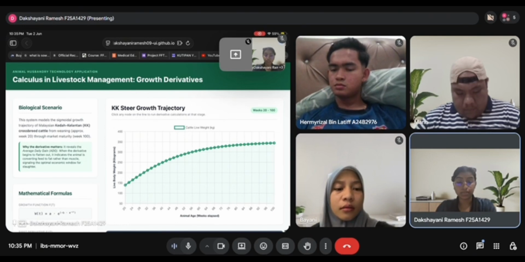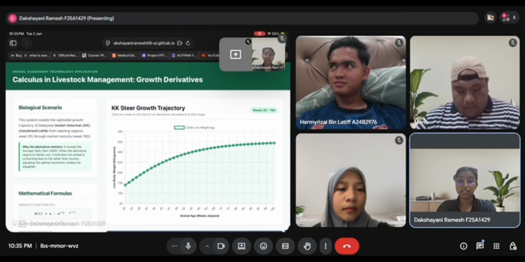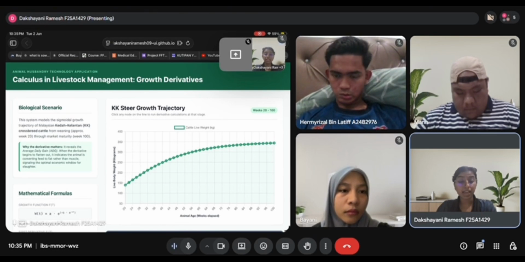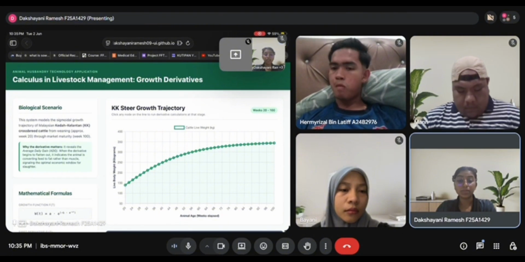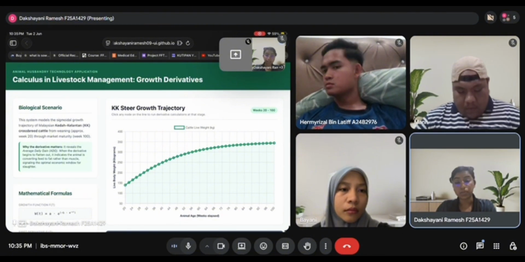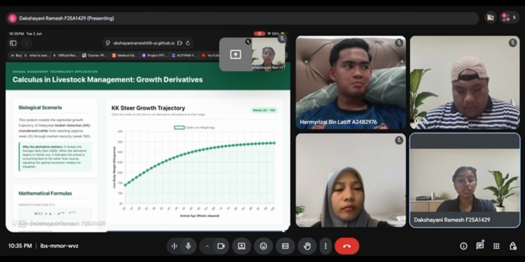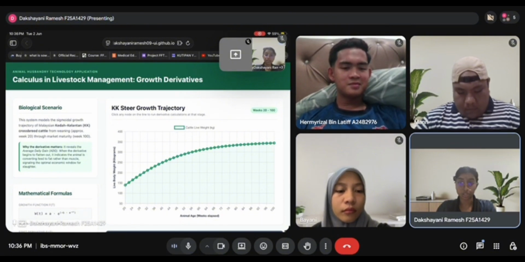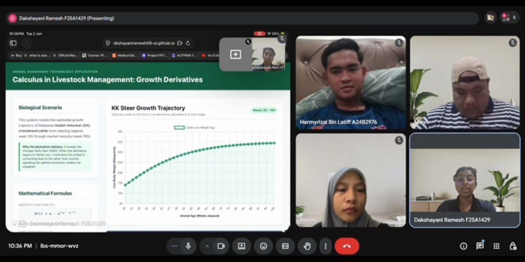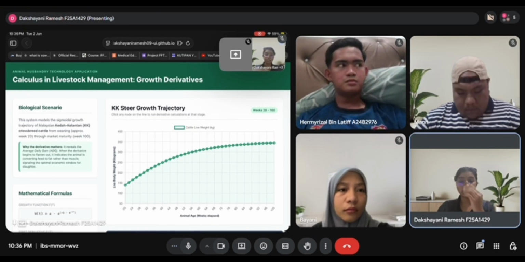To solve this problem, I've used a mathematical growth model represented by a sigmoid, or S-shaped, curve. The graph shows the relationship between the animal's age in weeks and its live body weight in kilograms. The model starts at approximately week 20, which is around the weaning stage, and continues until week 100, when the animal approaches market maturity.